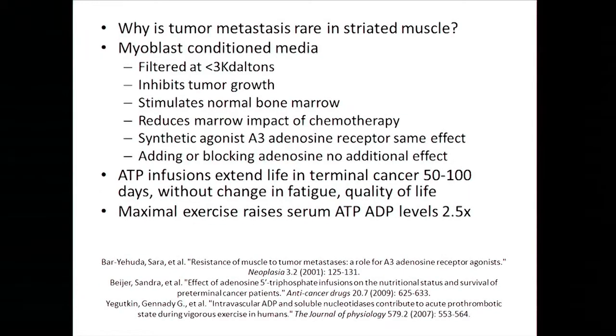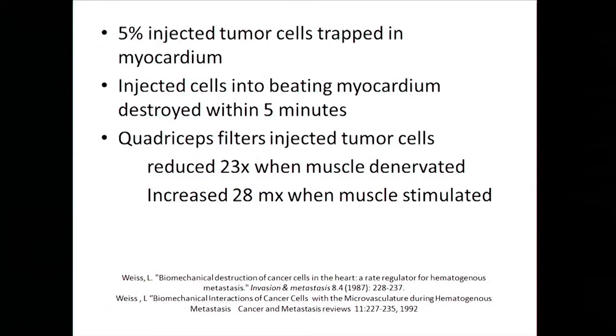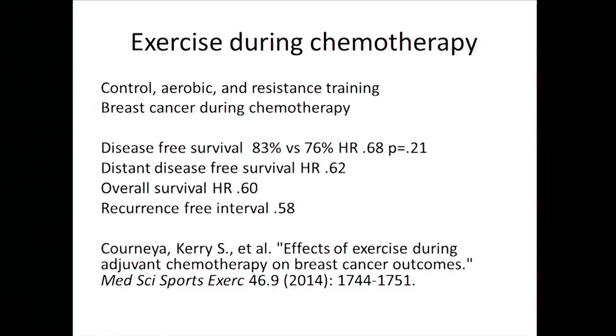Now, what we do know is that tumor metastasis is very rare in striated muscle. Muscle makes a very low molecular weight that actually kills muscle, but more importantly, what happens when you inject tumor cells into the myocardium, they die. Muscle actively kills metastatic cells. So not only is it not a good place, it's actually a good place to filter out. If you inject cells into a quadriceps and the muscle is denervated, it reduces the filtering. If you inject them into quadriceps and you stimulate it, it increases the killing by a great deal. So exercise during chemotherapy for breast cancer seems to help.